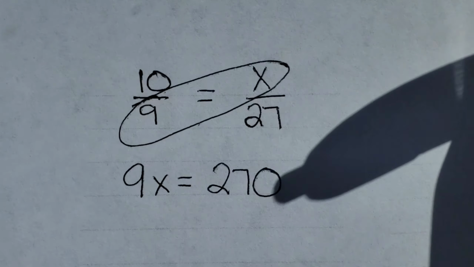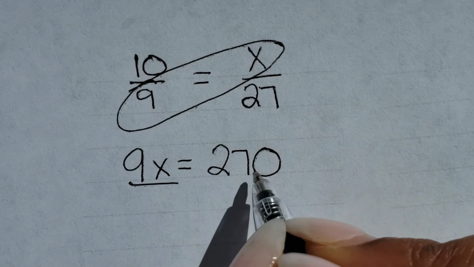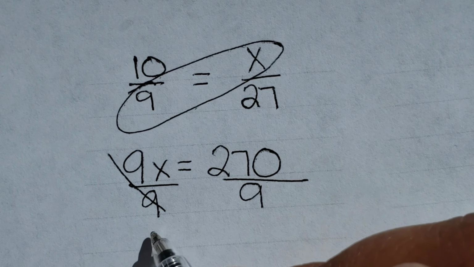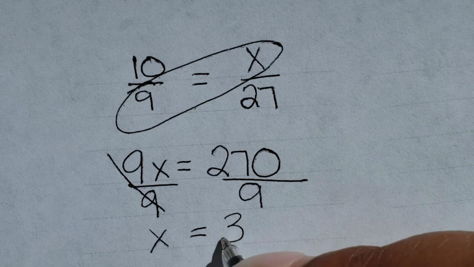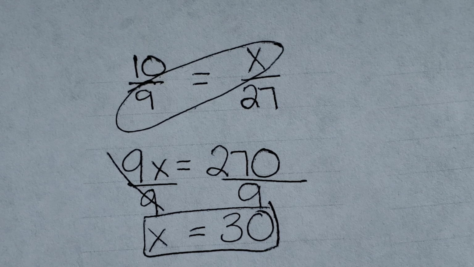From there, the 9 and the x, they're multiplying. So I need to do the opposite, which is division. So I'm now going to do 9 divided by 9. That's going to give me 1x, and then I'm going to have my 270 divided by 9. It's going to give me 30. And we're done.